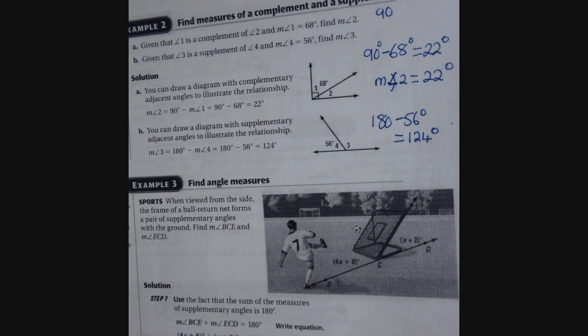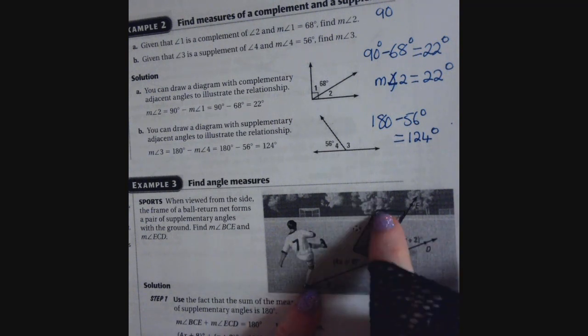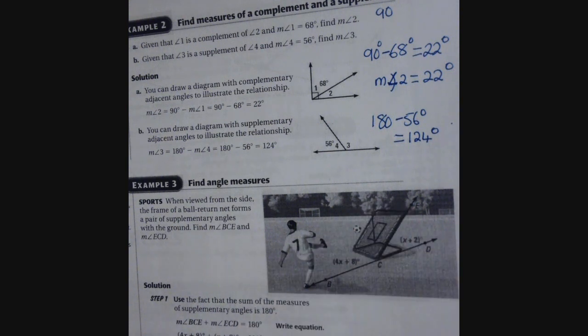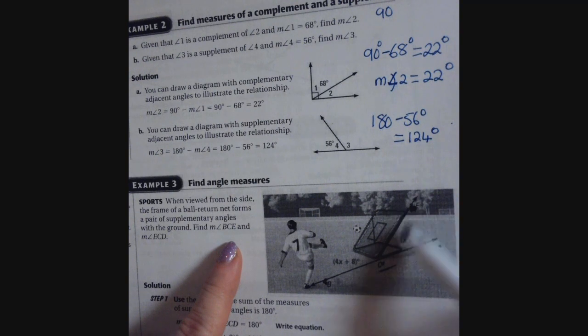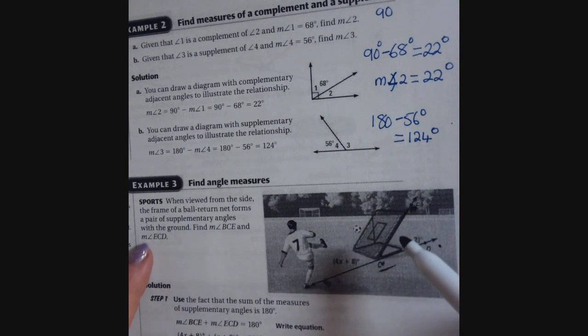When viewed from the side, the frame of a ball return net forms a pair of supplementary angles. So here are your supplementary angles. This angle and then this angle. So this and this give you the two angles that are adjacent to each other that are supplementary with the ground. So find angle BCE. So BCE is the bigger angle. You can see obviously that's greater than 90. So you should be expecting an obtuse angle for that one. And then angle ECD.